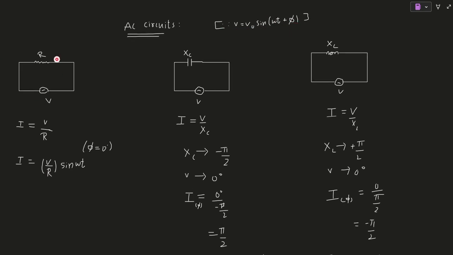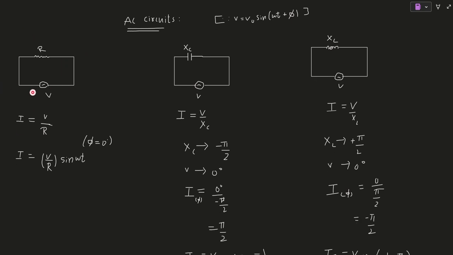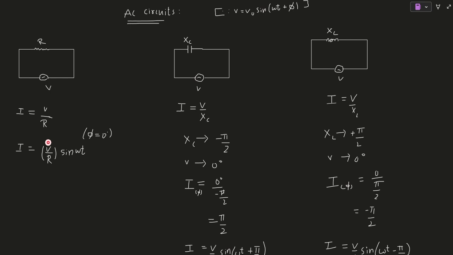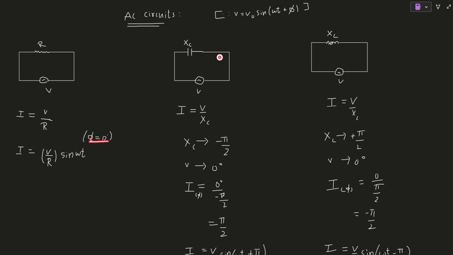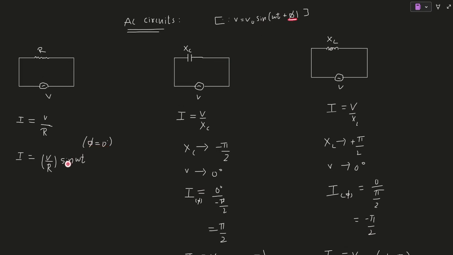First we analyze a purely resistive circuit. We write I = V by R. From this, the phase angle between voltage and resistance is 0, as we know. So I wrote phi equals 0 and directly wrote V by R sine omega t.